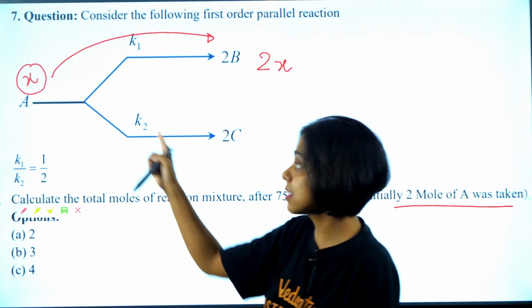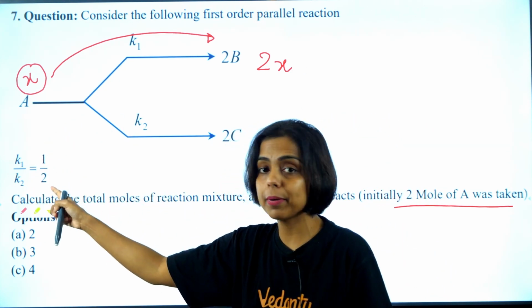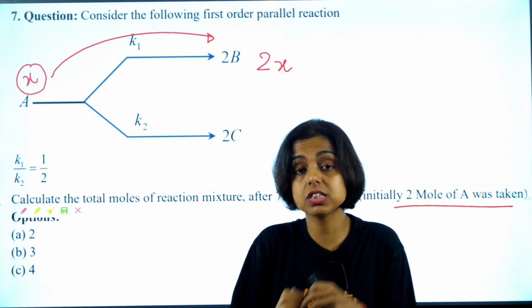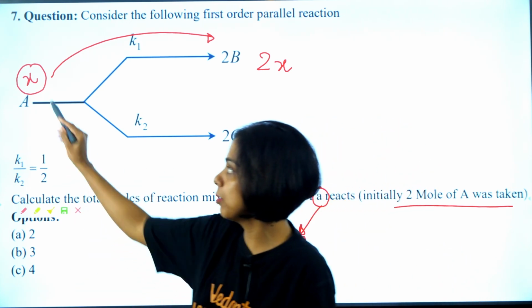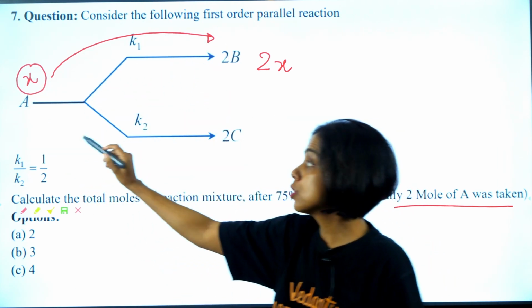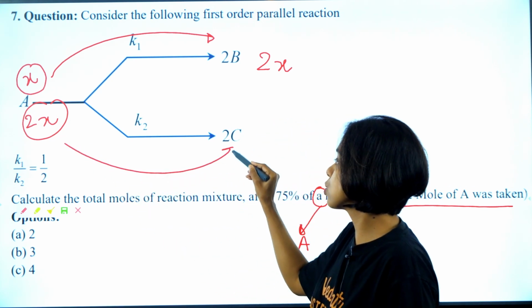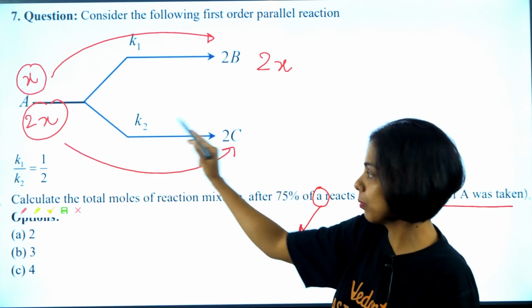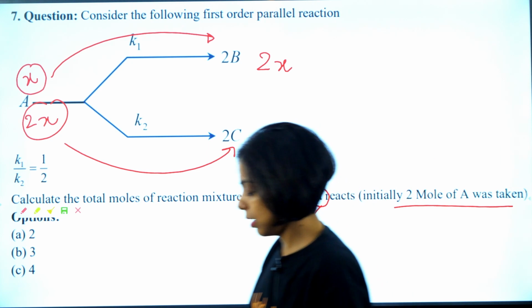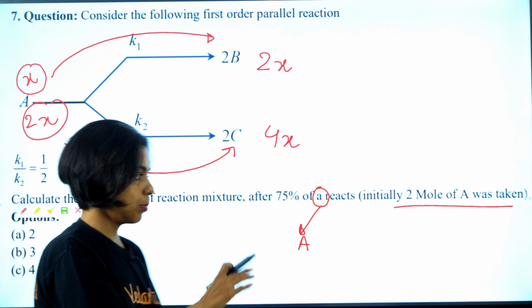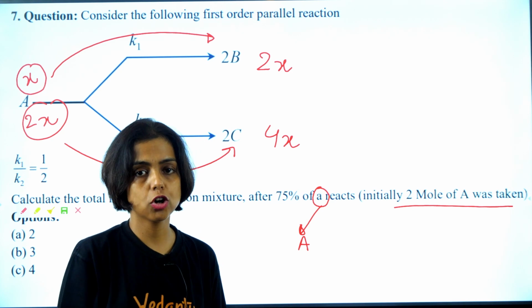At the same time, because K1 by K2 is 1 by 2, that means K2 is twice of K1. The rate of the second reaction is double that of the first. In the same time, if X moles of A are converting to B, that means 2X moles of A are converting to C. So if 2X moles of A are giving C, that means 4X amount of C is being formed. Right? Now they have told us the total moles of reaction mixture after 75% of A reacts.